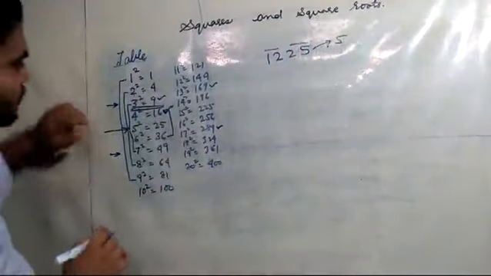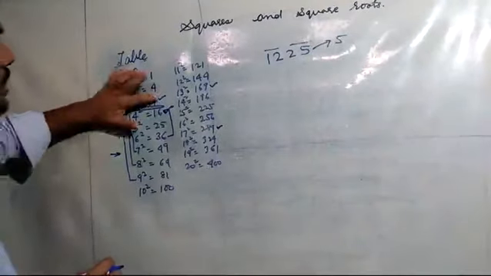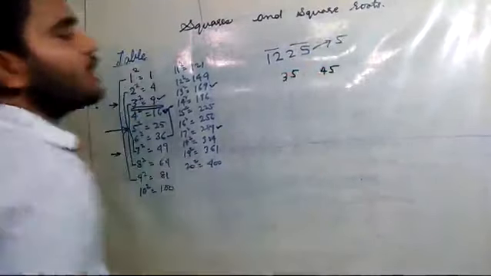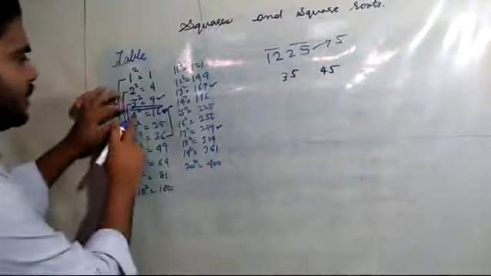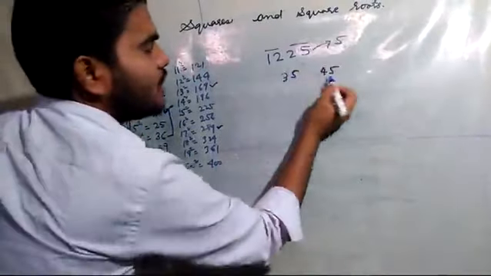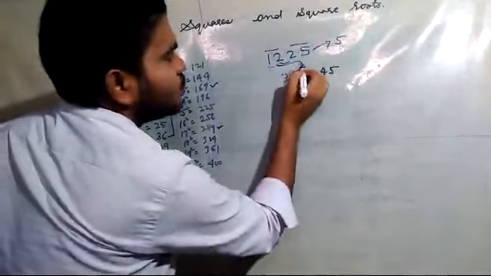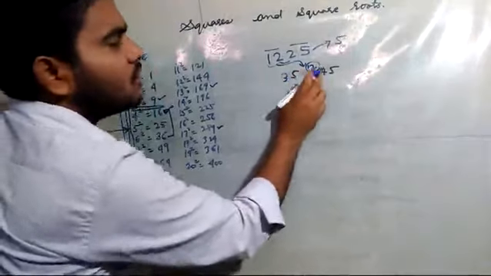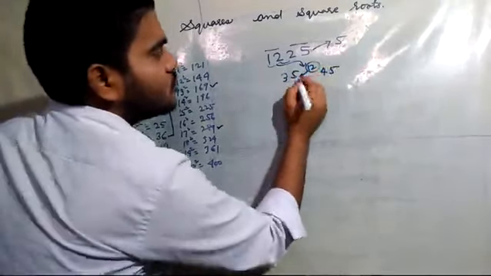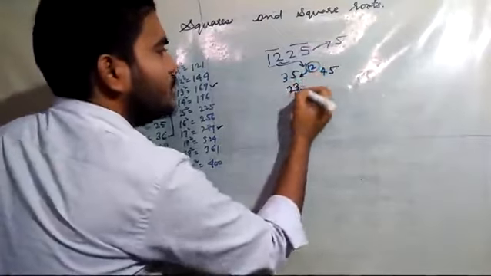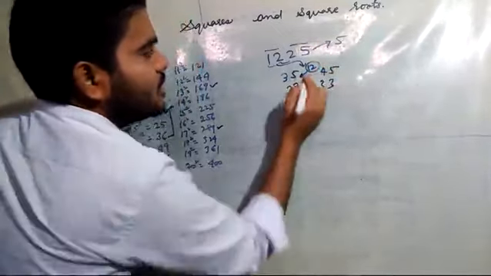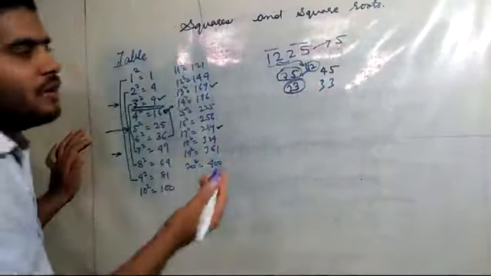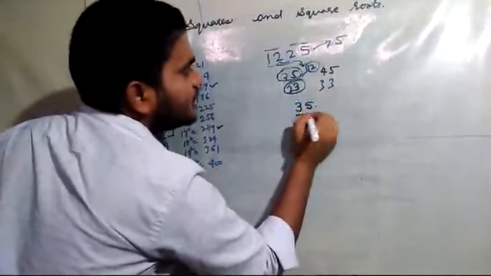Now this 12 will come between 3 square, 9, and 4 square, 16. So the answer may be either 35 or 45, correct? As I told you, this number you have to select. So either the answer will be 35 or 45. Now we have to see whether this 12 is nearer to this one or nearer to this one. If you subtract these two, you will get 23 and 33. So this 12 is nearer to 35. We have to always take the nearer number, so the answer will be 35.